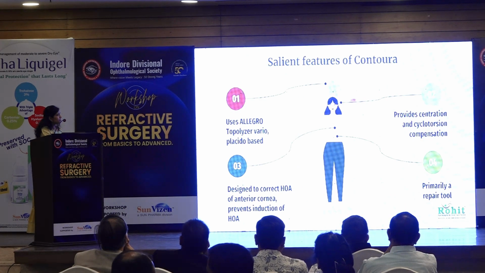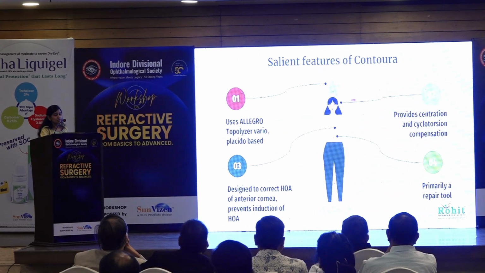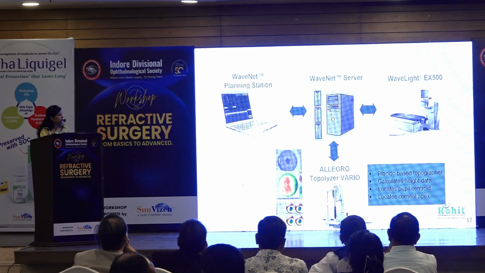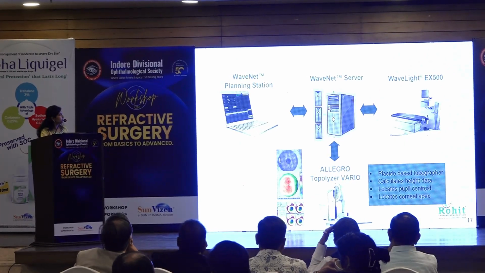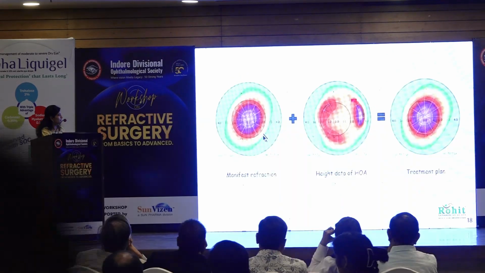So the salient features of Contoura are it uses an Allegro Topolyzer Vario, which is a Placido-based device. It is designed to correct HOAs. It provides centration and cyclotorsion compensation and primarily was introduced as a repair tool. So data is acquired from Allegro Topolyzer Vario, which via WaveNet server is transferred to the planning station and finally to the Wavelight 500 in OT.